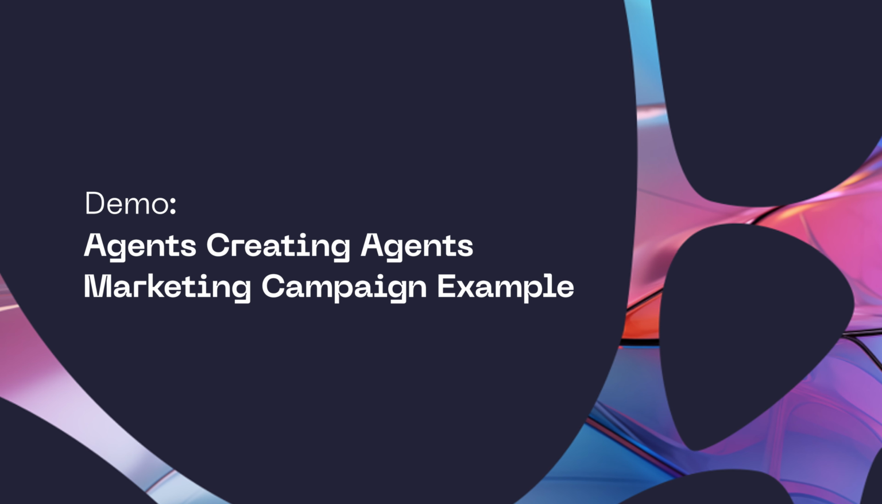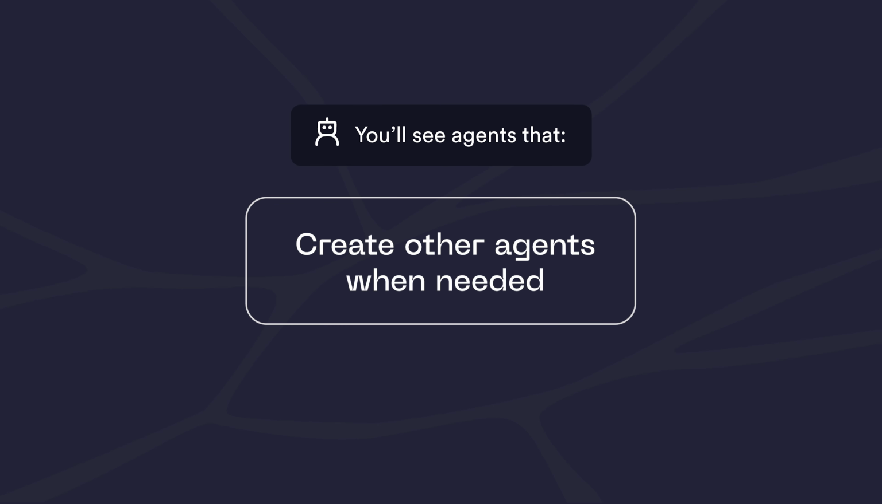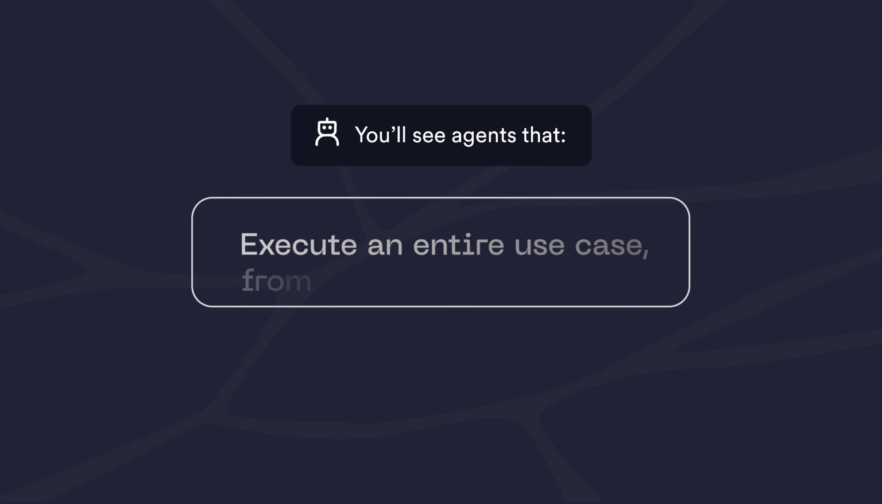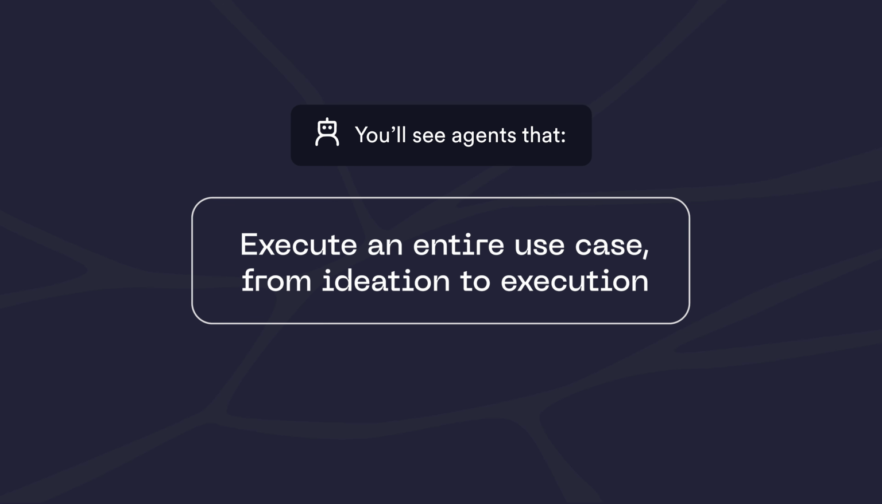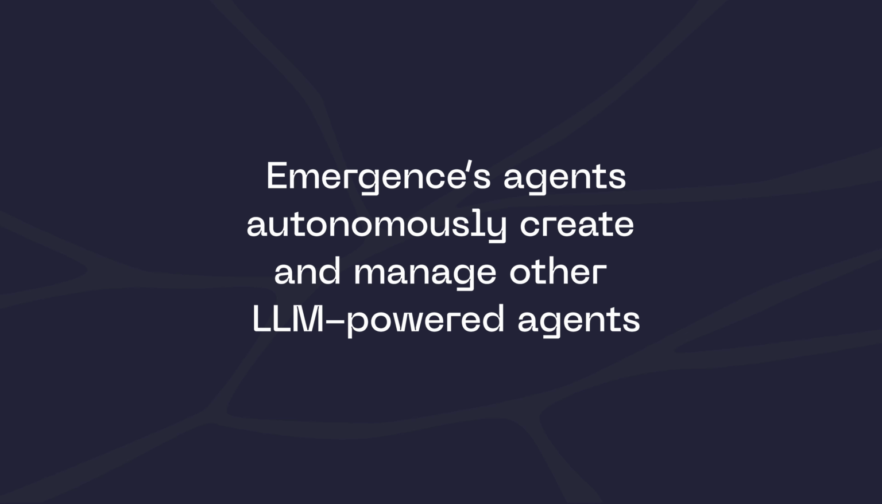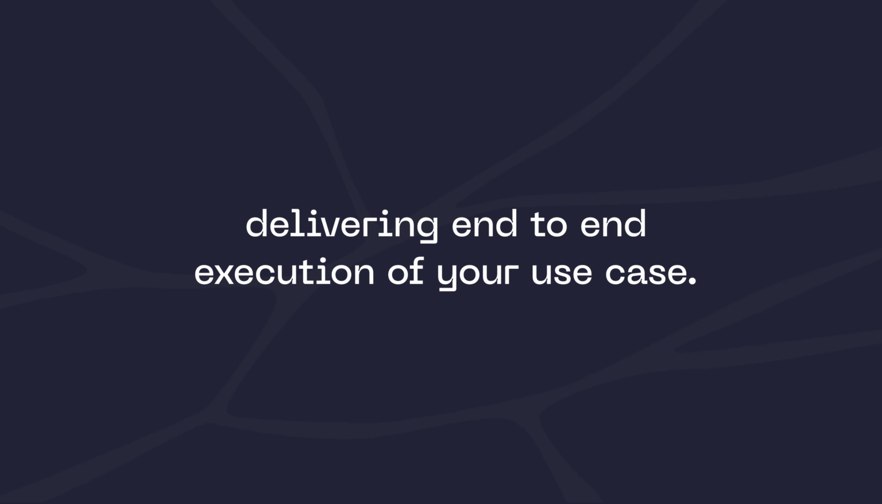In this demo, you'll see an example of how a marketing manager could launch a multi-channel campaign without needing developers or spending weeks on manual setup. You'll see that with Emergence, you have agents that create other agents when needed, anticipate what's coming next based on context, and create new agents for future use. Execute an entire use case, from ideation to execution. Emergence's agents autonomously create and manage other LLM-powered agents, delivering end-to-end execution of your use case.